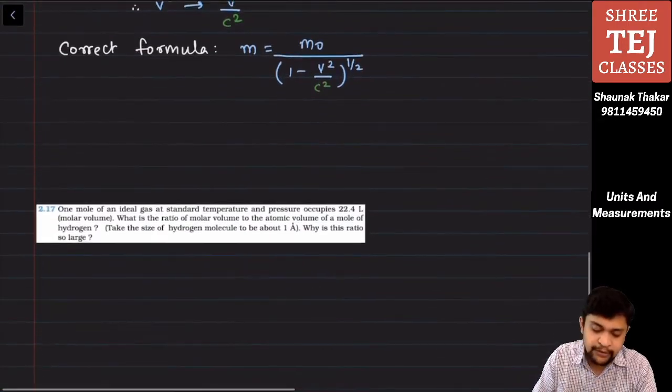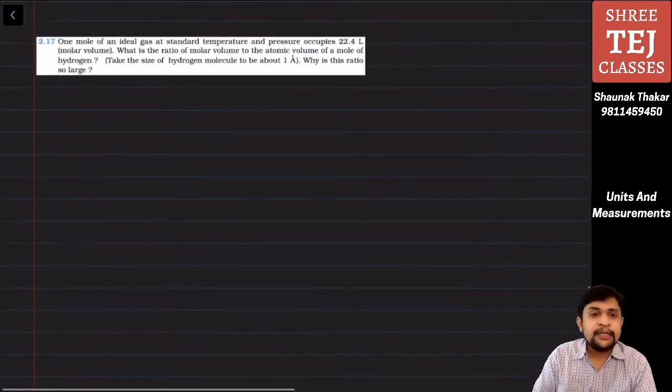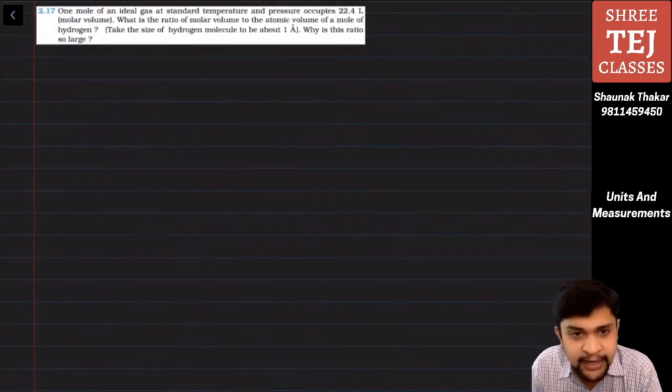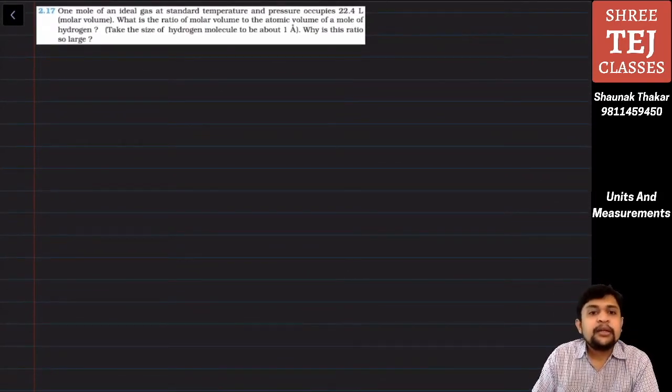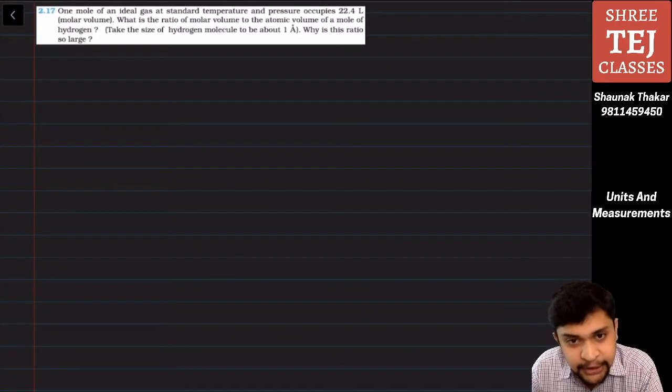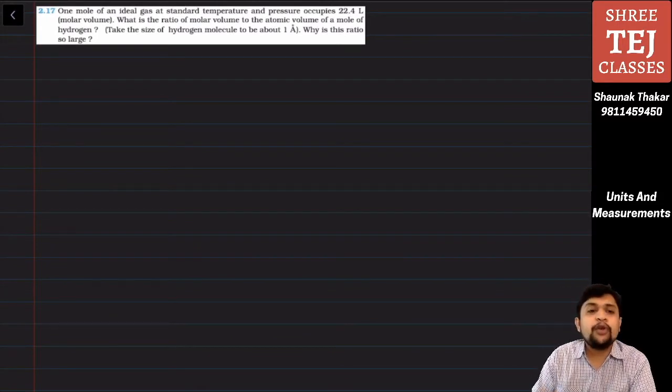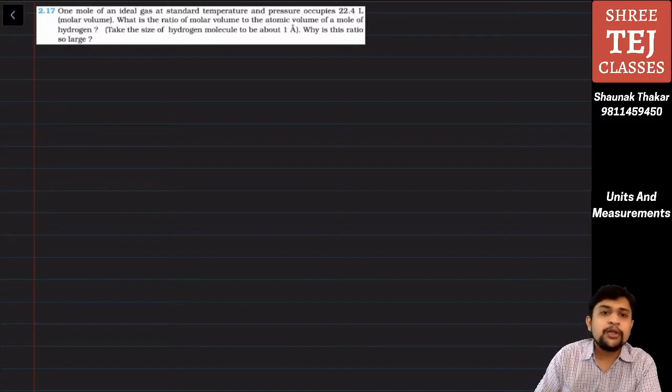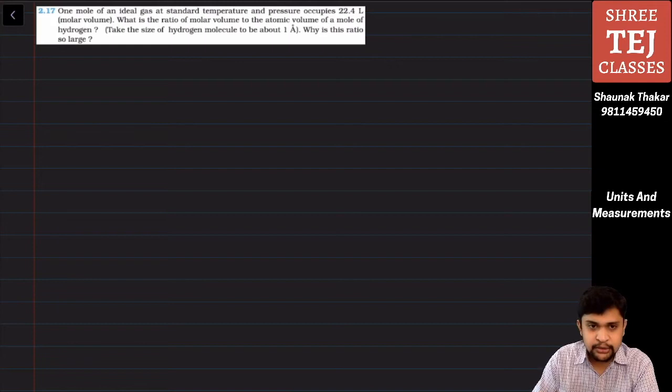Which is 2.17. So what has been given? 1 mole of an ideal gas at standard temperature and pressure occupies 22.4 liters (molar volume). What is the ratio of molar volume to the atomic volume of a mole of hydrogen? Okay. So first, we have to write what is molar volume.